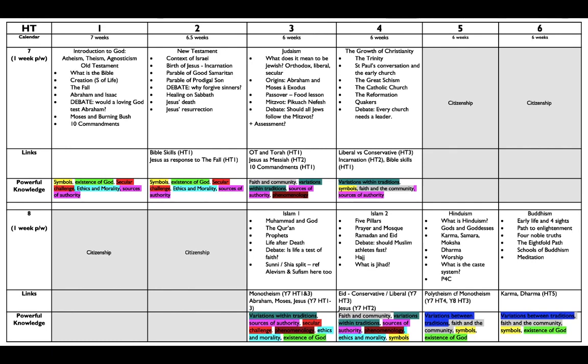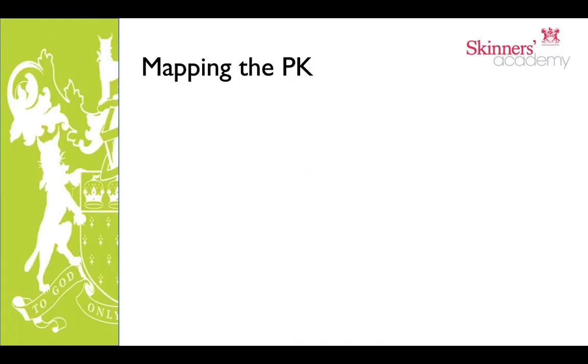Because if that powerful concept and the knowledge that comes from it is forgotten, then by the time we get to half term 3 of year 8 for Islam, the ethics and morality information will be gone from the student's long-term memory. And that's why it's so useful to map the powerful knowledge across the topics. It's easier to see gaps. That's the main thing you want to do.